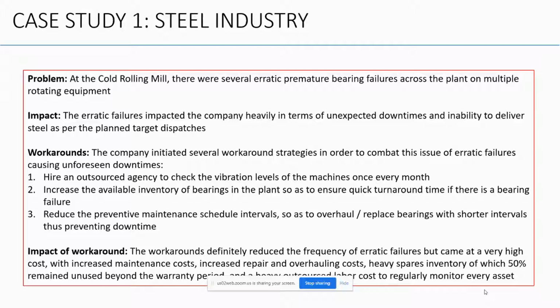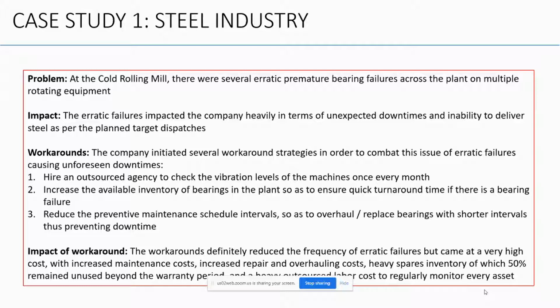So an outsourced agency was hired, which basically walks manually to every machine, checks the level of every machine once a month, and gives a report based on what vibration levels are there, what frequencies are seen, and what diagnosis they conclude from that data. They also increased the inventory of bearings by 2 times. So 2x was the inventory that shot up in this workaround.